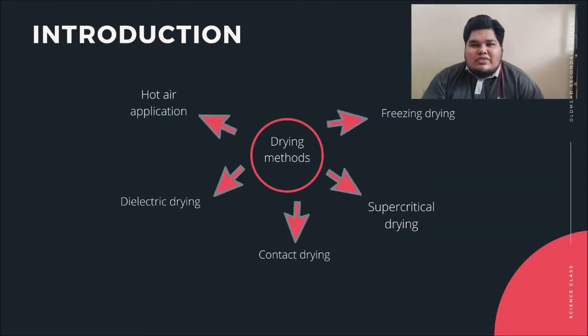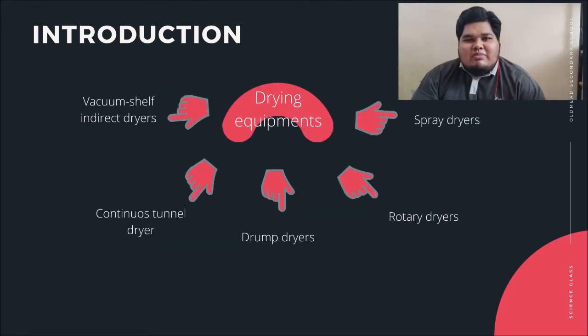There are numerous drying methods, which are hot air application, contact drying, dielectric drying, freeze drying, and supercritical drying. These drying methods employ a variety of drying equipment, which are the vacuum shelf indirect dryers, continuous tunnel dryers, rotary dryers, drum dryers, and spray dryers.